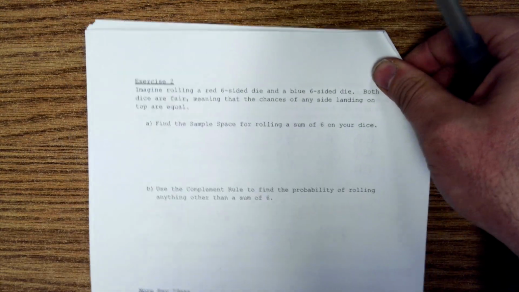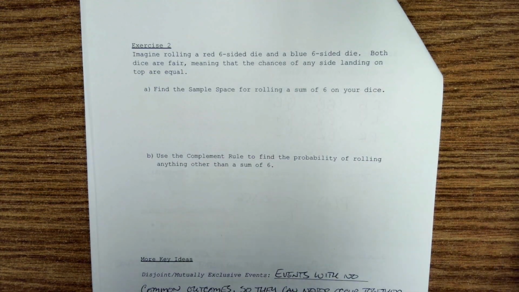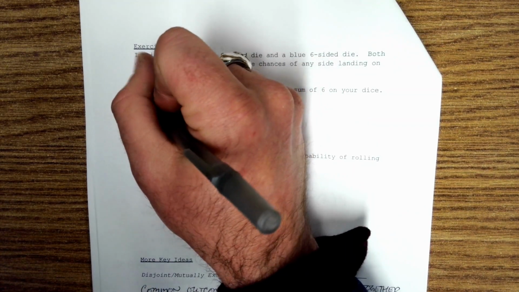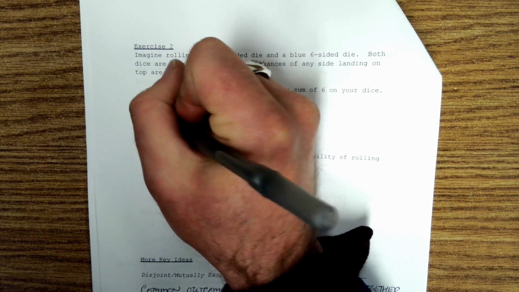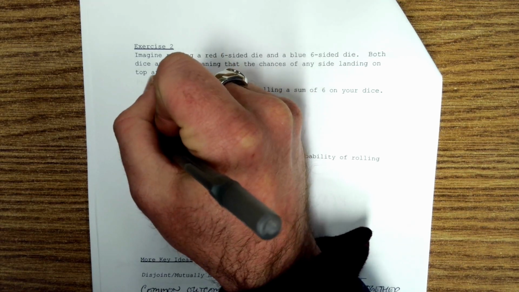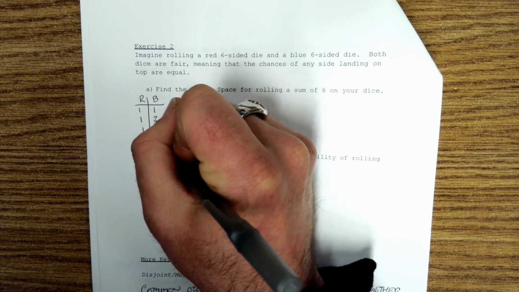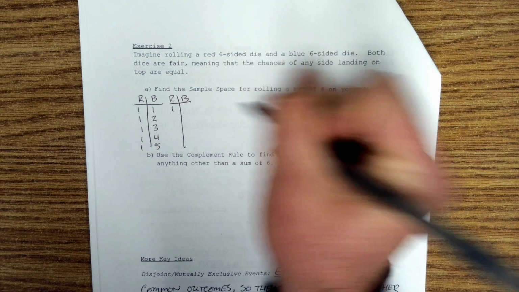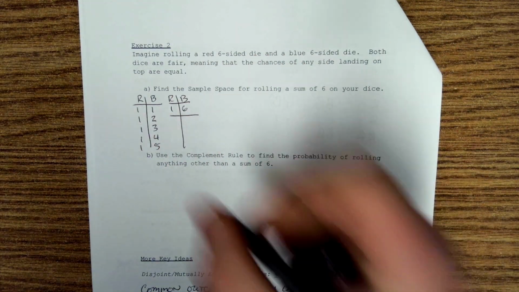So imagine you're rolling a red 6-sided die and a blue 6-sided die. Both dice are fair, meaning that the chances of landing on any side on top are equal. So find the sample space for rolling two dice. So if you've got a red and a blue, the red could be a 1 and the blue a 1, the red a 1, a blue a 2, a red a 1, a blue a 3, a red a 1, a blue a 4, a red a 1, a blue a 5. We'll keep going. If red is 1, blue could be 6. Those are all the possibilities where red is 1.